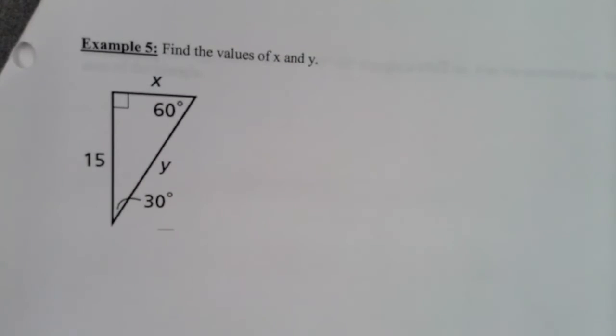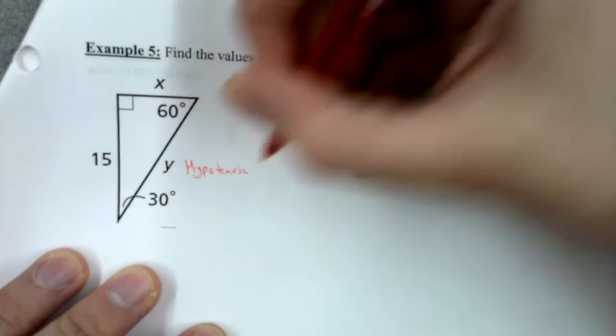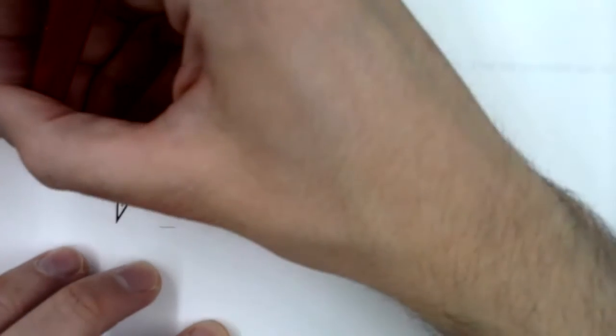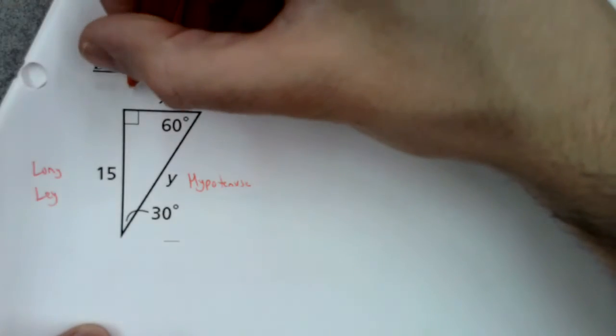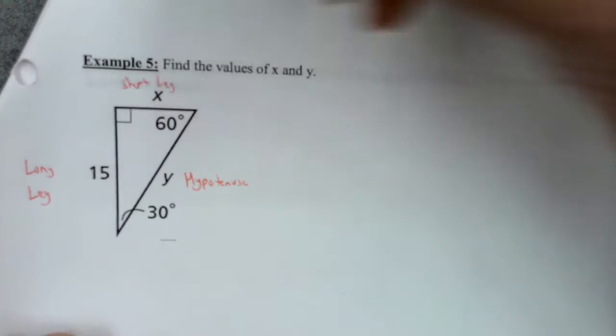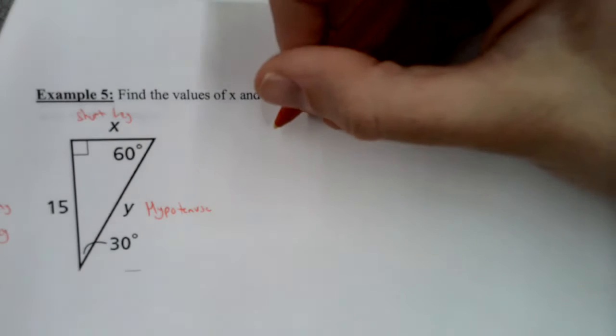Okay, let's do the next page. Again, I like to label the diagrams first, so I'll label Y as my hypotenuse. I'll label 60 as my long leg because it's across from the 60-degree angle. And I'm going to label X as my short leg because it's across from the 30-degree angle. Okay, so what should we do first? We have the long leg this time. We don't have any formulas comparing long leg and hypotenuse, so I have to solve for the short leg first.